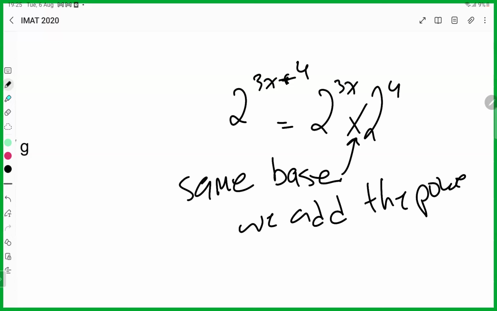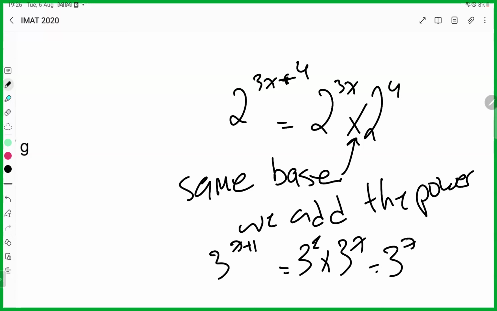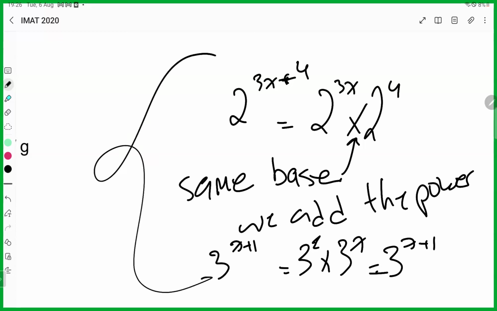Let's say you have 3 power x plus 1. It's the same as 3 times 3 power x, because same base, so it's 3. Here the power is 1, so 3 power x plus 1. You should just know this kind of basics: when you have the same base and different powers in a multiplication, you end up adding the powers.